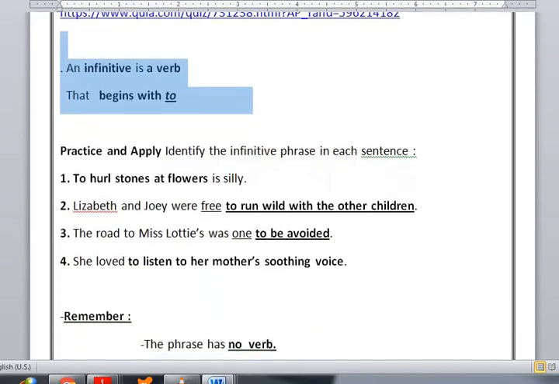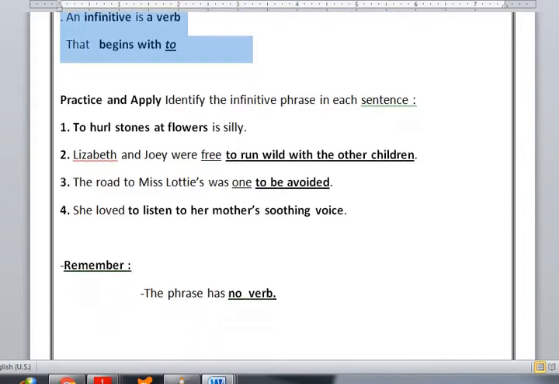Some practice or some examples on this. Practice and apply, and then identify the infinitive phrase in each sentence. This is how the test, quiz or exercise questions would be at your level. Number 1. To hurl stones at flowers is silly.